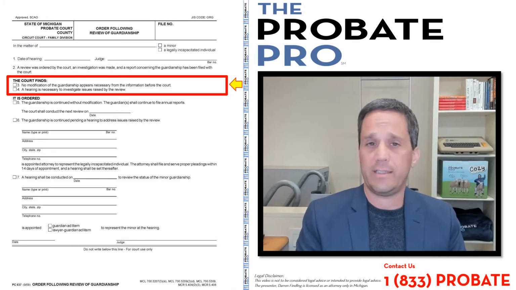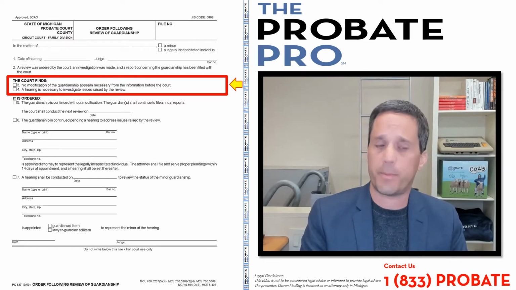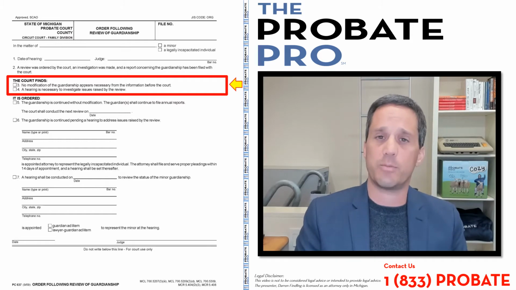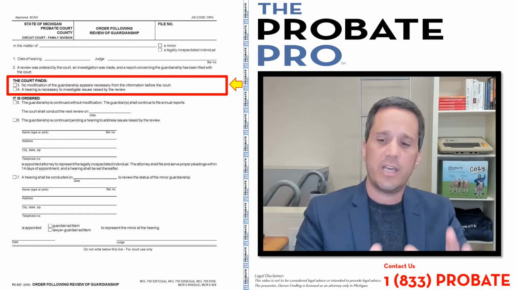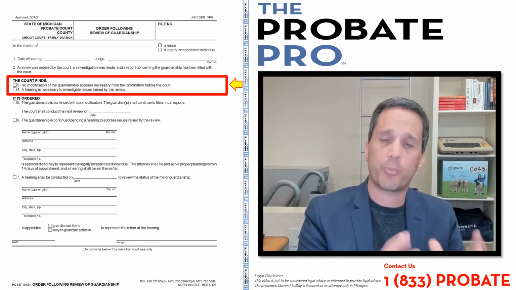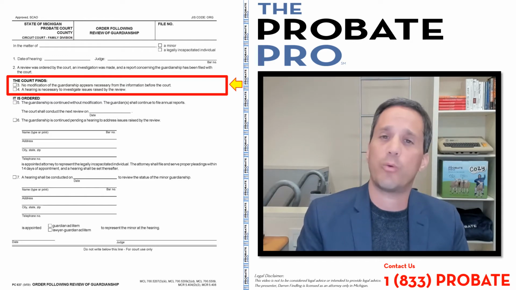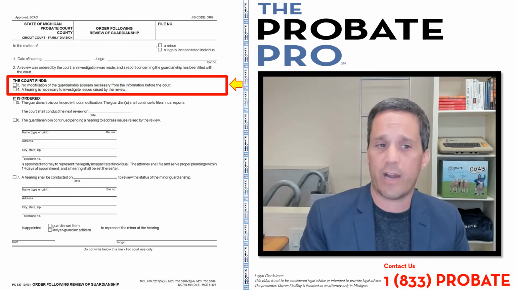The court finds, now subsection or paragraph 3, the little checkbox there says, no modification of the guardianship appears necessary from the information before the court. So in this particular case, somebody from the court, maybe a lawyer or other professional or guardian ad litem, has gone out and performed a review and investigation relative to the guardianship.